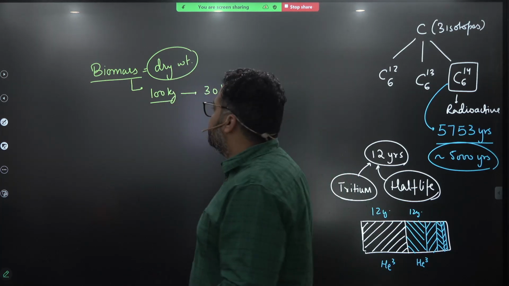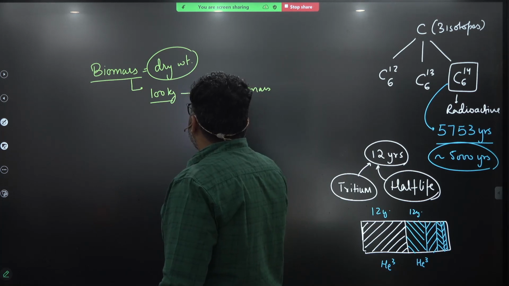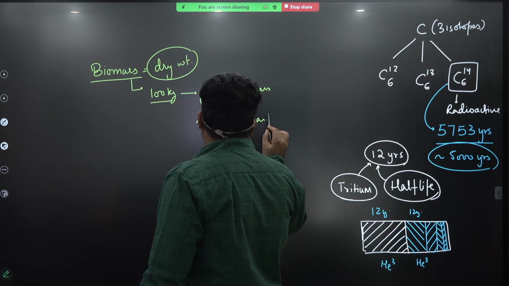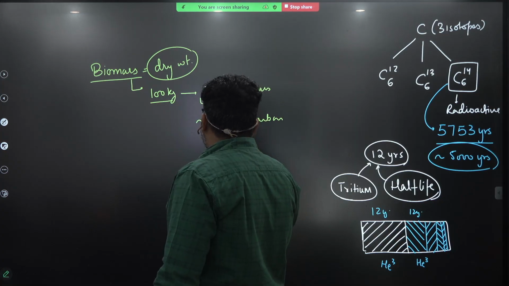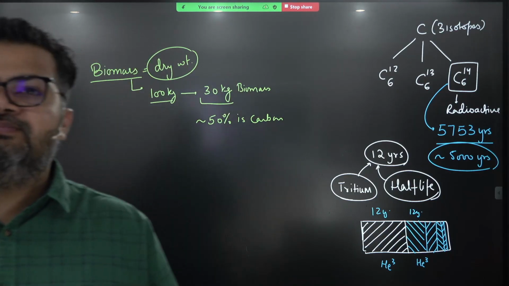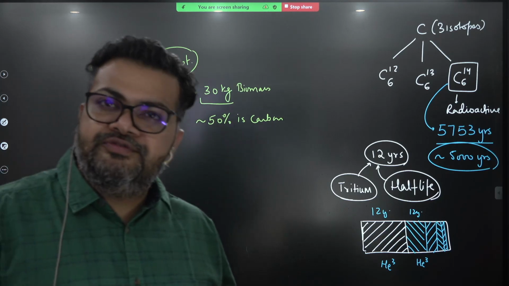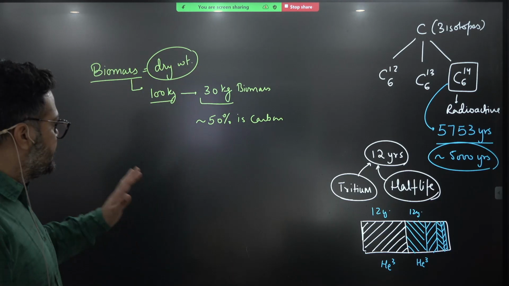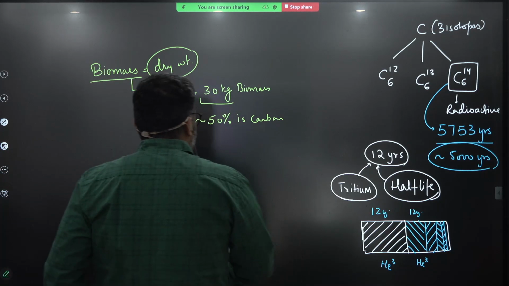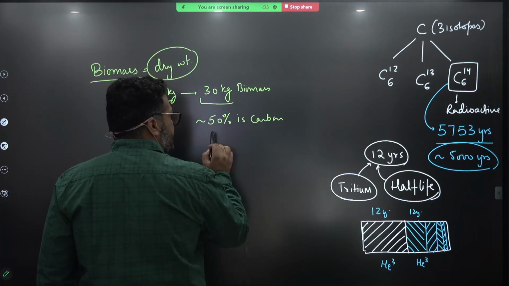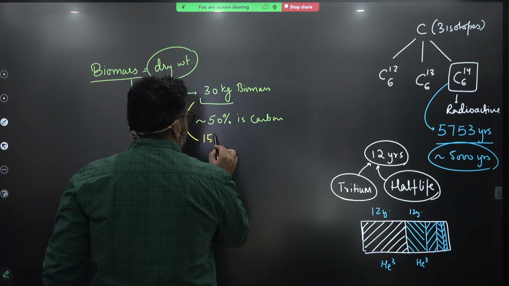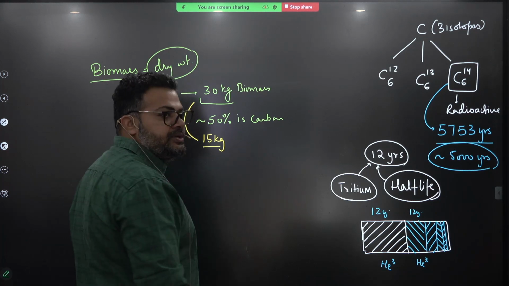And guys, in this 30 kg biomass, you'll be surprised to know nearly 50% is carbon only. It is actually 49%, but for the sake of calculation, nearly 50% of all this biomass is carbon. That's point number one. And if 50% of the biomass is carbon, then how much is it? It means it is 15 kg. 15 kg is carbon. Got it?